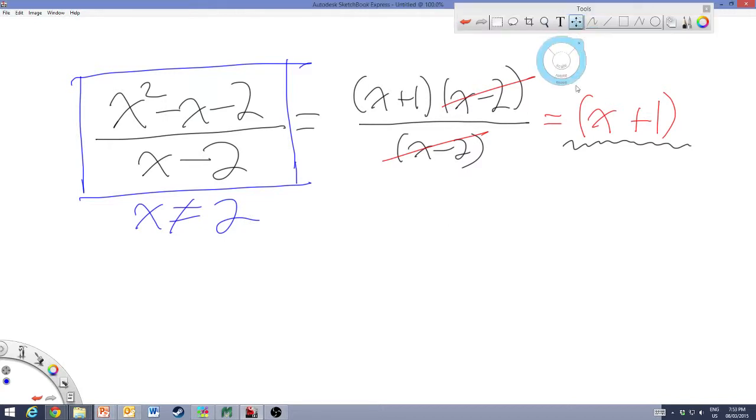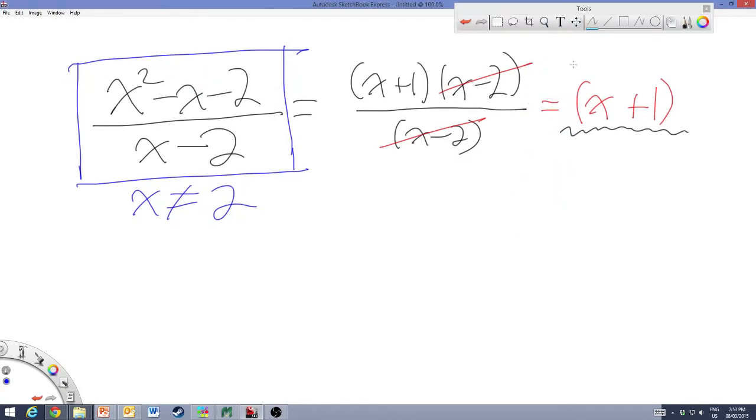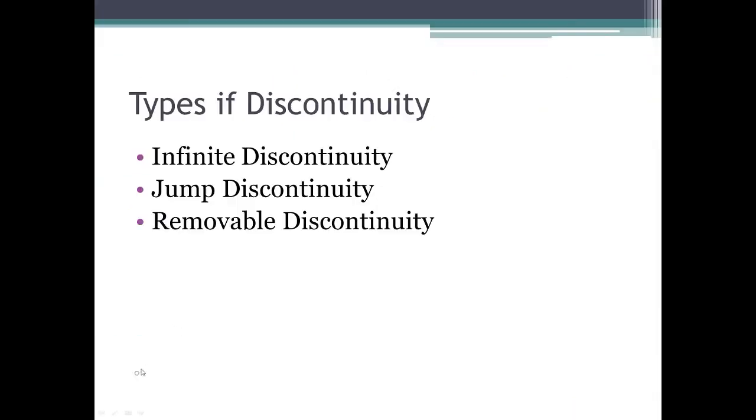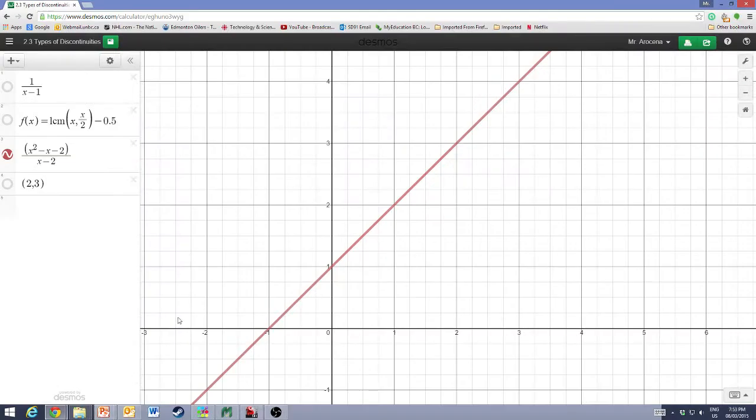So we can remove that discontinuity by simply plotting this one. Instead of using this function, x squared minus x minus 2 all divided by x minus 2, if I want to make it fully continuous, I can plot this function instead. And that's what we would do.